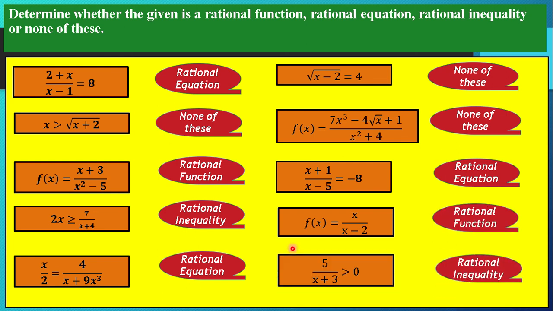And last one, napakita na yung sagot, 5 over x plus 3 is greater than 0. May involve po ba na rational expression? Meron. 5 over x plus 3. Anong symbol ang ginamit? Inequality symbol, which is greater than. So, ibig sabihin, this is an example of rational inequality.